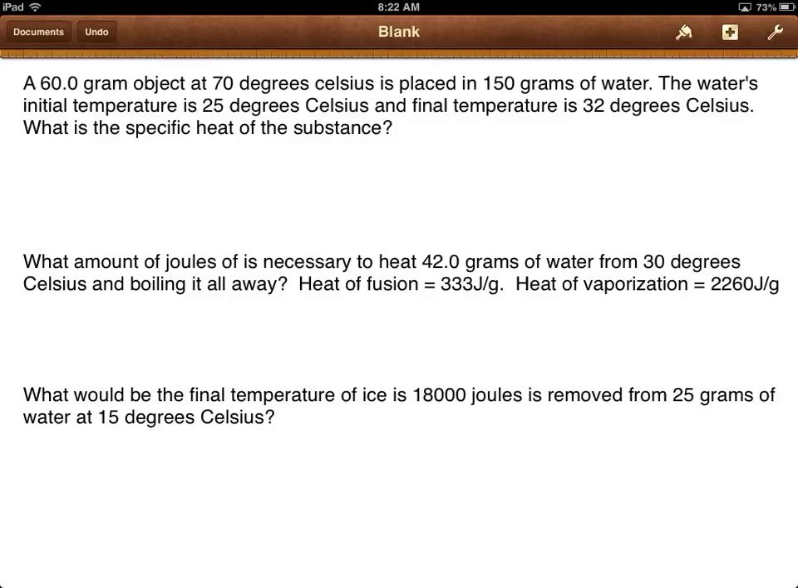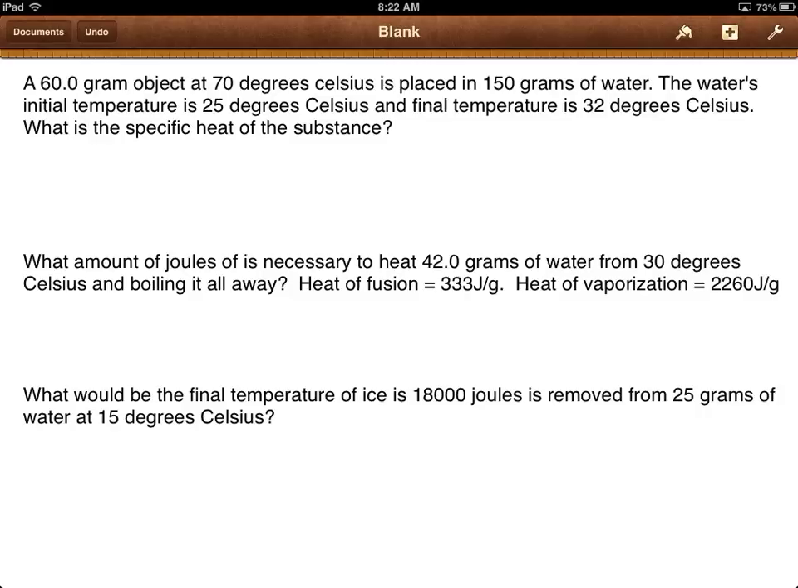Hi, this is Mr. Rikes, and I'm going to take you through a couple of quick thermochemistry problems that you may see on the test. First one talks about a sample that's going to be placed in water, and basically the water temperature changes or rises from 25 degrees Celsius to 32 degrees Celsius.